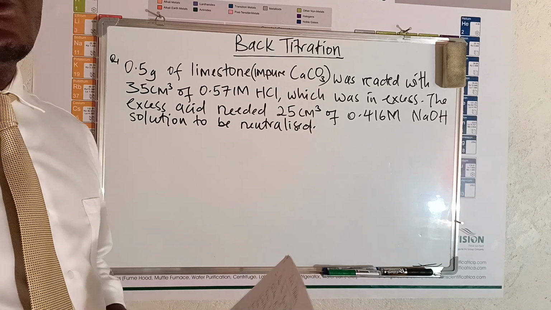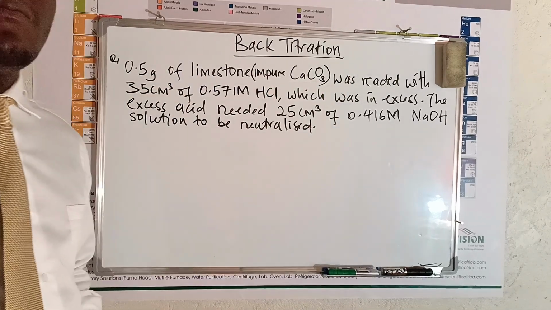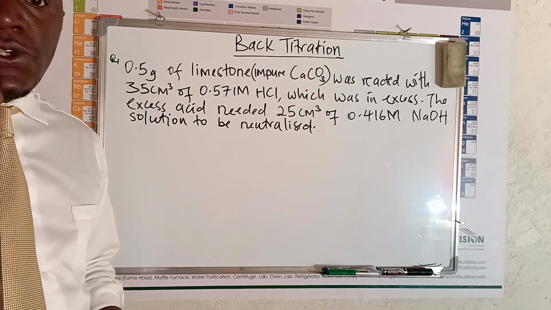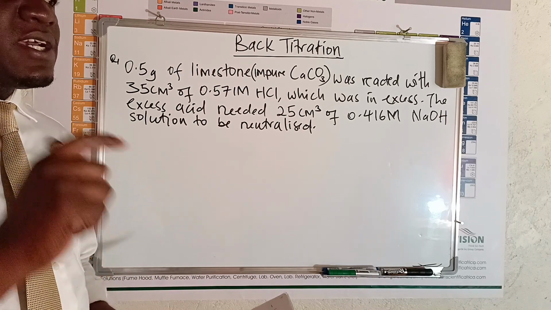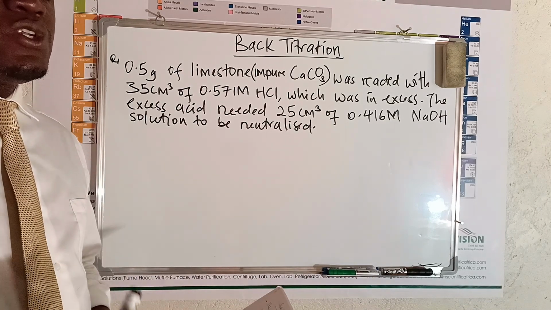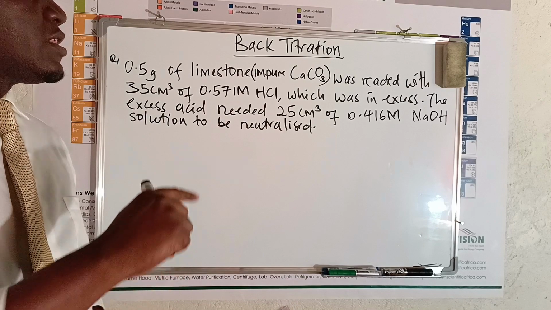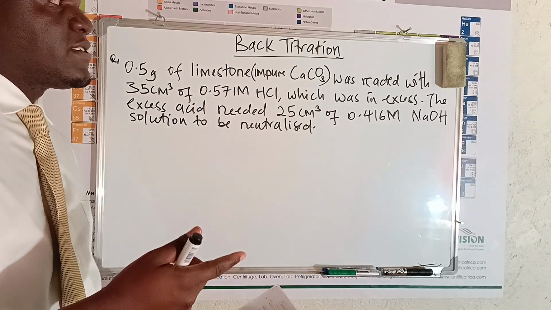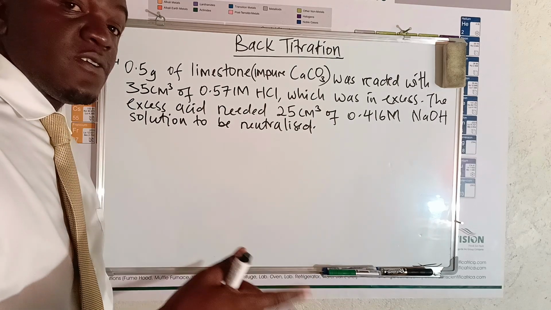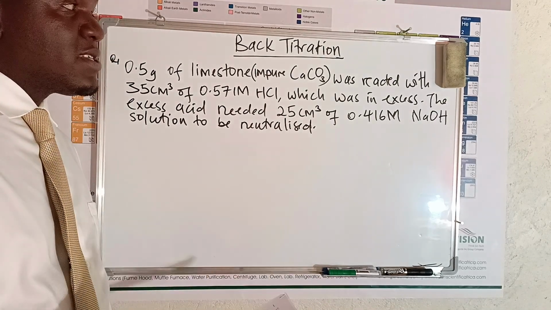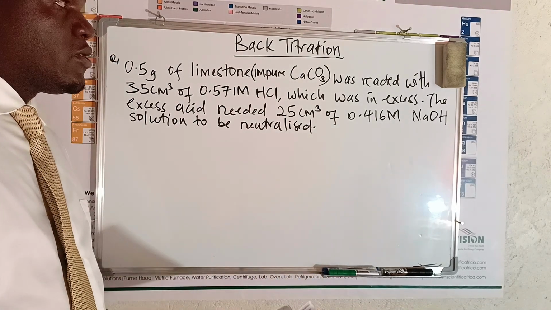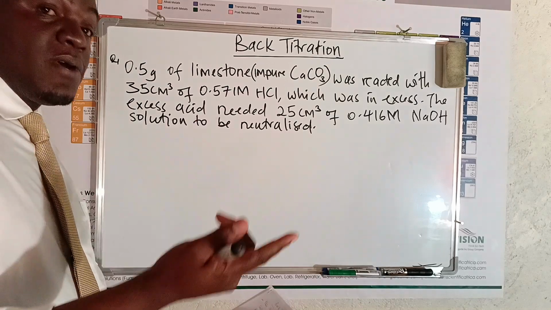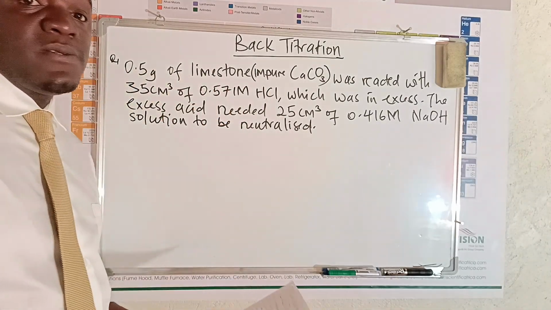Now tonight we want to look at back titration. Back titration is a method of analysis where a standard solution is reacted with the analyte, and in this case the standard solution must be in excess so that the excess of that solution will later be determined by another solution, so that it is established how much reacted with the initial substance.